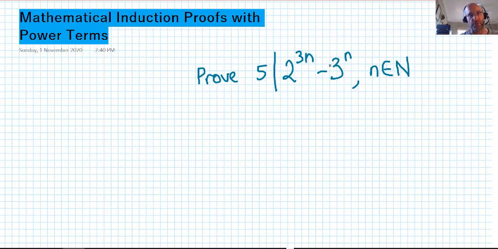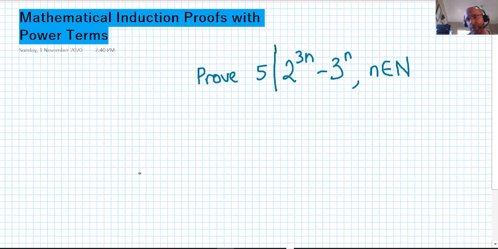Mathematical induction proofs involving power terms. So as an example we have here, we have to prove that 2 to the power 3n minus 3 to the power n is divisible by 5, and that's what that notation there means with the big vertical line, or in other words 5 divides that expression. That's why it's written that way.